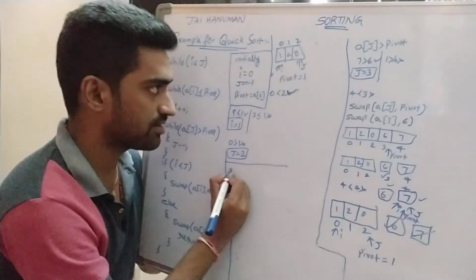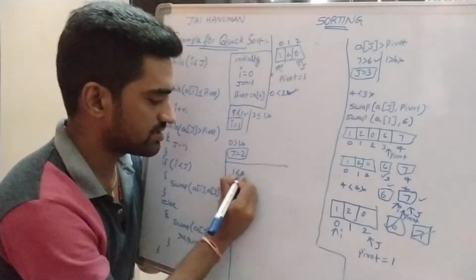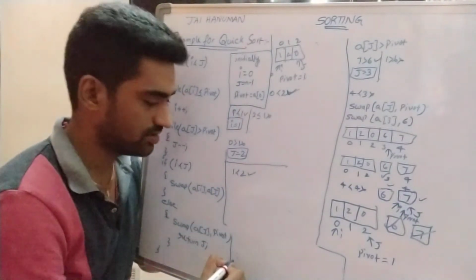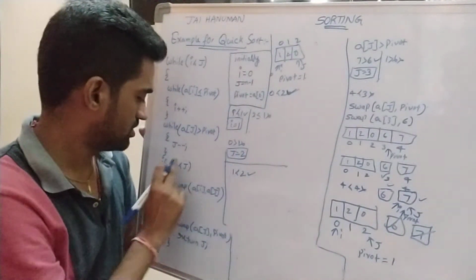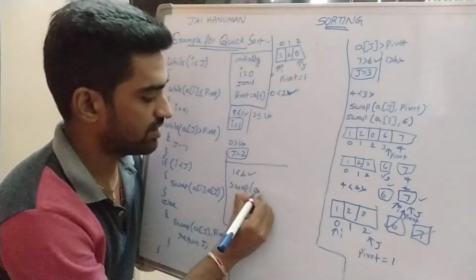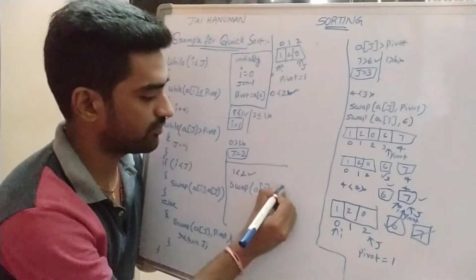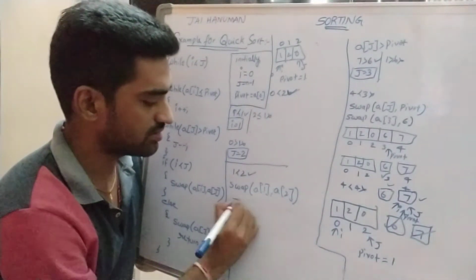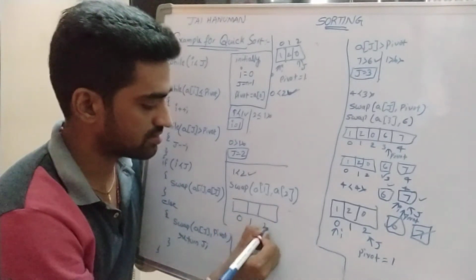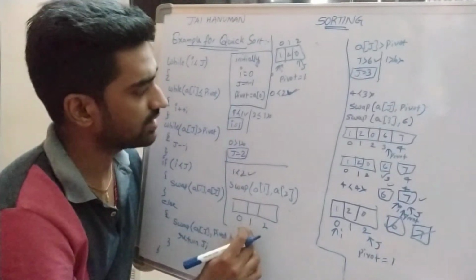I less than j, 1 less than 2. Condition is true. 1 less than 2, condition is true. So that's why we can swap A of 1, A of 2, A of I, A of j. Now the array becomes like this. So this is 0, this is 1, this is 2. So we are swapping A of I, A of j.